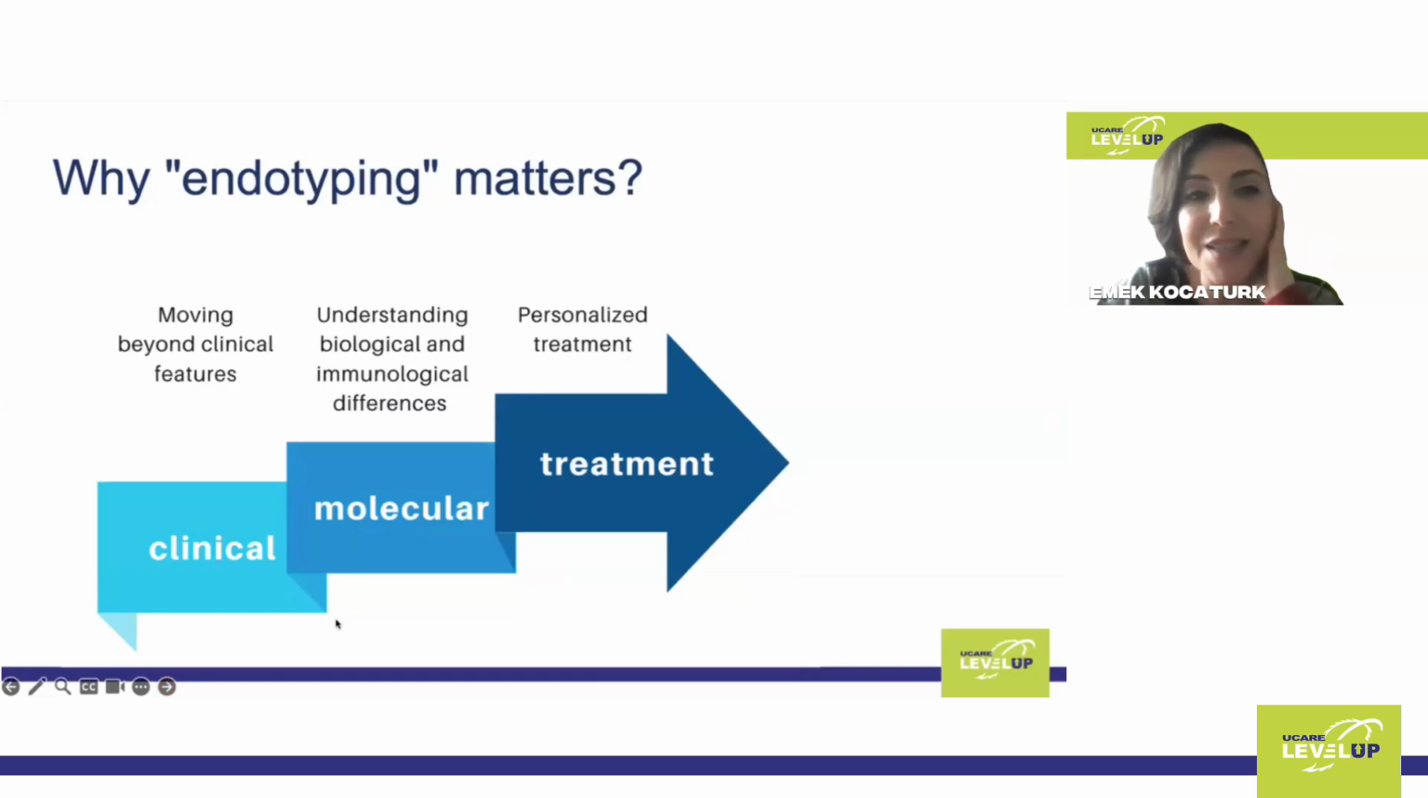But why endotyping matters is because we will move beyond the clinical features, and maybe we learn more about the pathomechanism insights when we endotype the diseases, and then understand biological and immunological differences that may be lying there. As Murat also said, we already know very little about why chronic spontaneous urticaria occurs and the mechanisms underlying it. So I think from clinical observation, we can learn a lot about disease pathomechanisms. And then we can have personalized treatment, which Martin will be speaking about in 15 minutes.